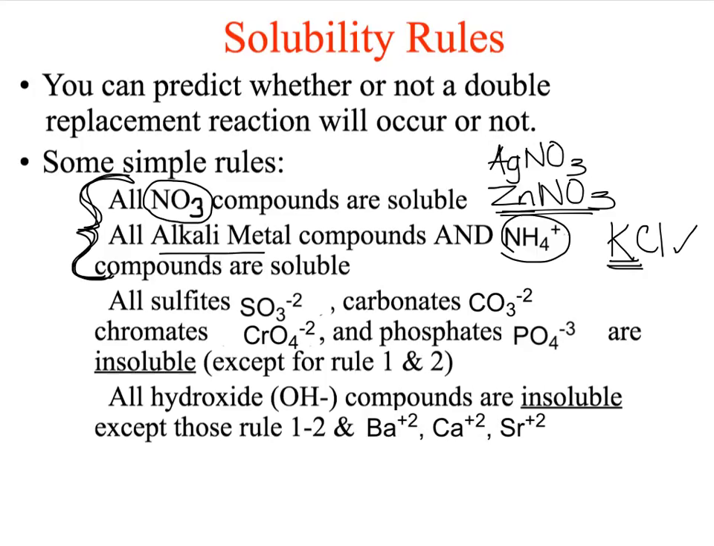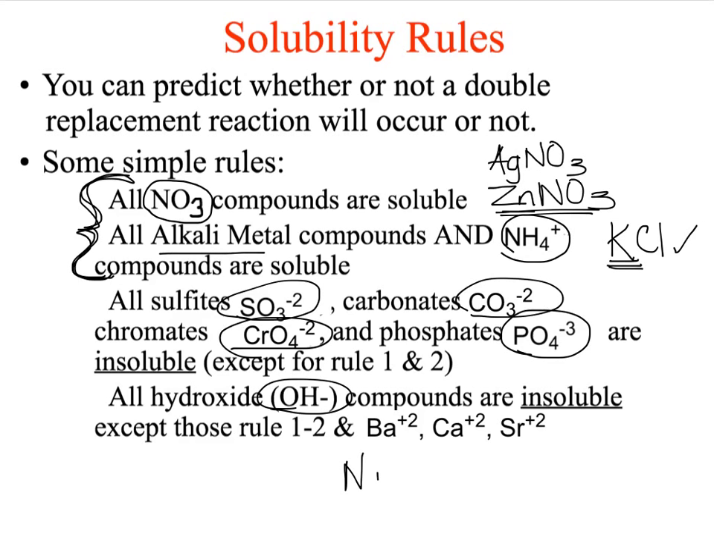On the other hand, here's just a list of a couple of things that do. Chromates, sulfites, carbonates, phosphates, and hydroxides. All of those are examples of things that would, for the most part, form a precipitate.